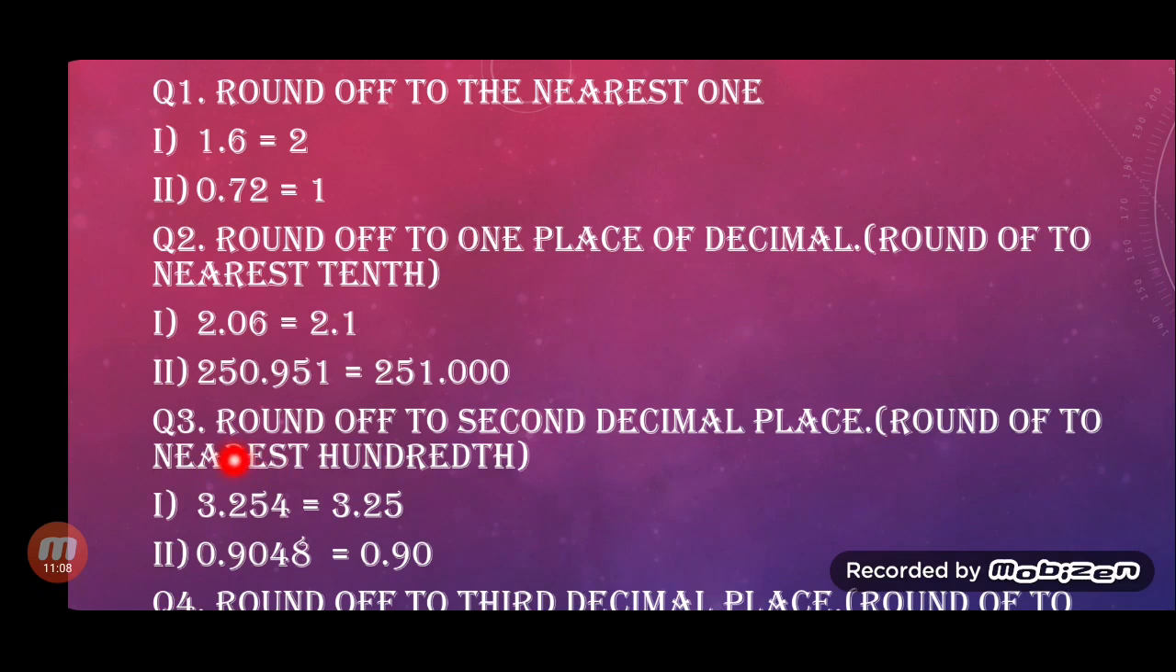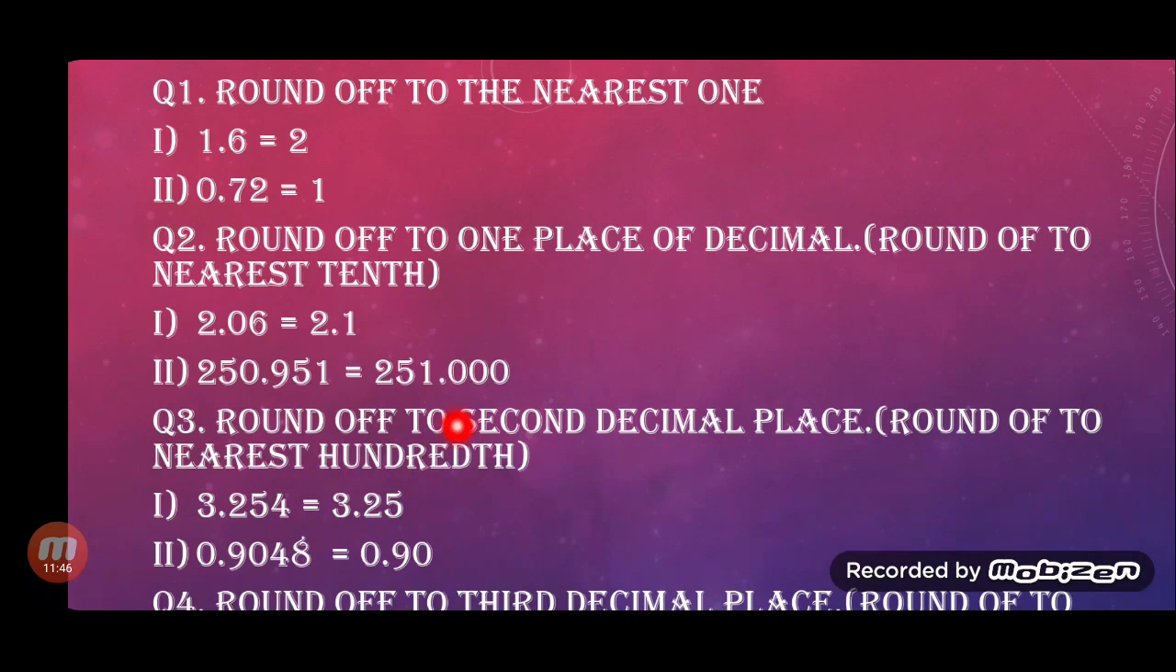3.254, children. Here 3 is a whole number, the point is the decimal, 2 is the tenth place and 5 is the hundredth place. So just look at the right place, it is thousandths. As I told you before, if you have to round to hundredth, you will see the thousandth place number and it is 4. So what do you mean by 4? 4 is less than 5. So we will not change this 5 and we will drop all the digits on the right side. So the answer will be 3.25.